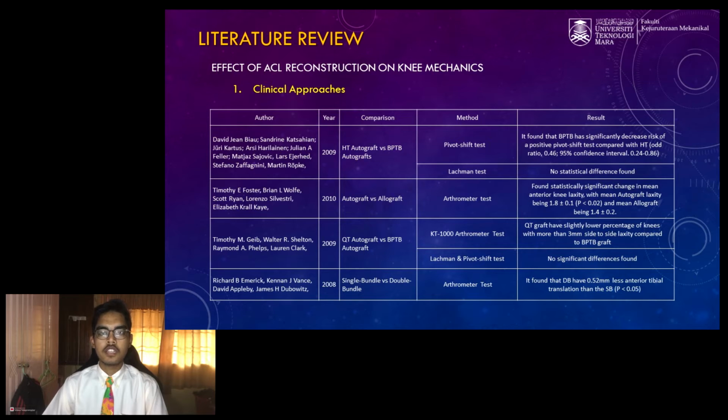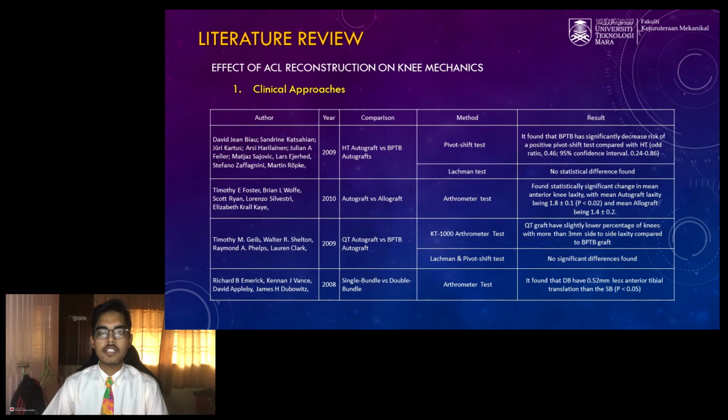For the second research, they compare between autograft and allograft by doing an arthrometer test. The result found a statistically significant change in mean anterior knee laxity, with mean autograft laxity being 1.8 plus minus 0.1 and mean allograft being 1.4 plus minus 0.2.